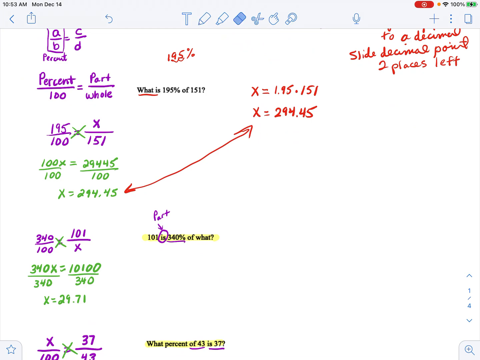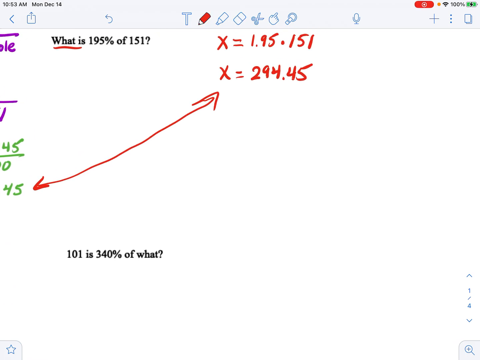Let's take a look at the next one. Let's try this one. 101 is 340% of what? All right, reading left to right. 101, so 101 is, remember that means equals 340%. Change that to a decimal, we get 3.40 of times what? That's our variable. So 101 equals 3.40 times x.